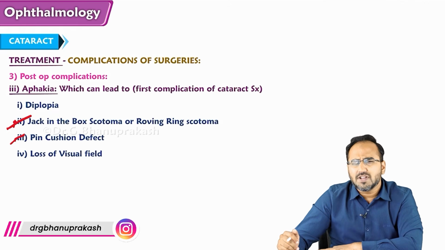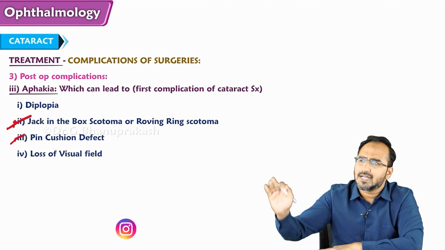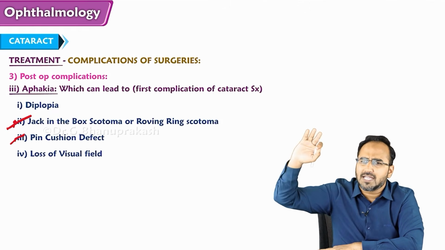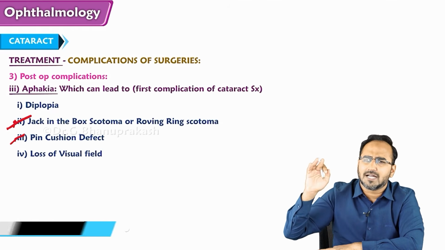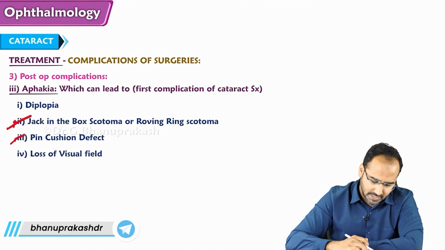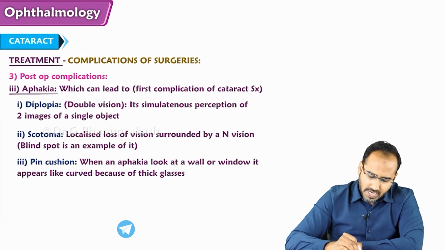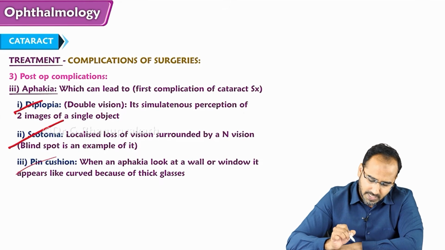Patient will also complain of pin cushion defect. If you tell the patient to look at the wall, he'll say the wall is a bit curved. Everything appears to him as a curve. That is called pin cushion defect. But again, guys, aphakia is not that important a complication. So I have already told you, a patient of aphakia will have diplopia, scotoma and pin cushion defect.